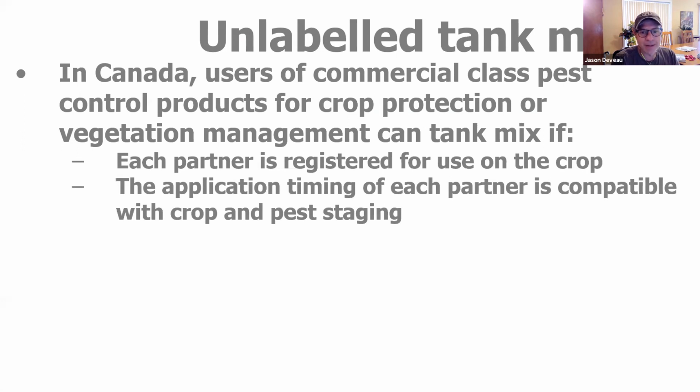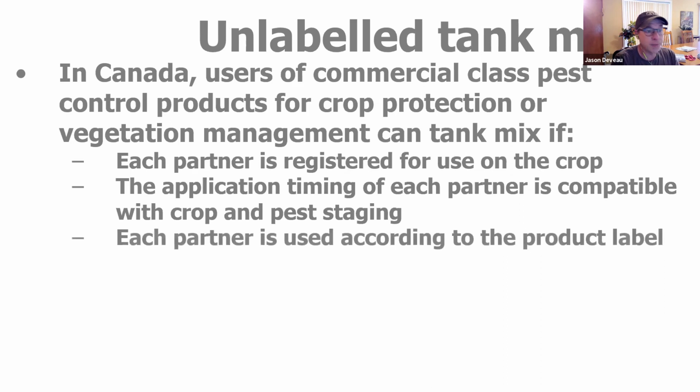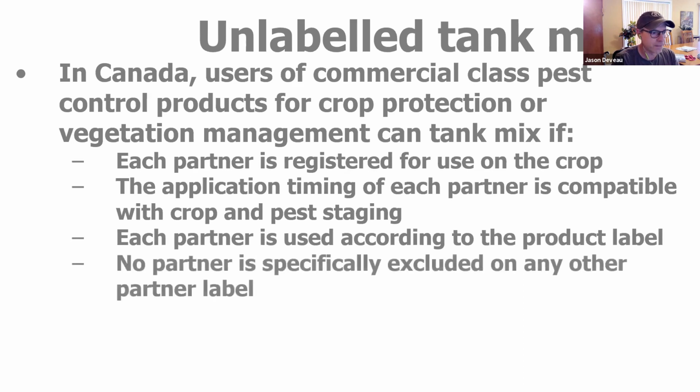The timing has to make sense. You know, it's not like you can ignore IPM and decide to put something on that'll be of use down the road. No, the problems or the opportunity for certain products have to align in time. It's got to make sense. Each partner's got to be used according to the product label. If something wants to be really, really dilute when it goes on and something else wants to be really, really concentrated, they may not make good bedfellows. You can't put 6 things on a crop if one of the labels specifically says, don't mix me with one of these other tank mix partners. That's a no-no.